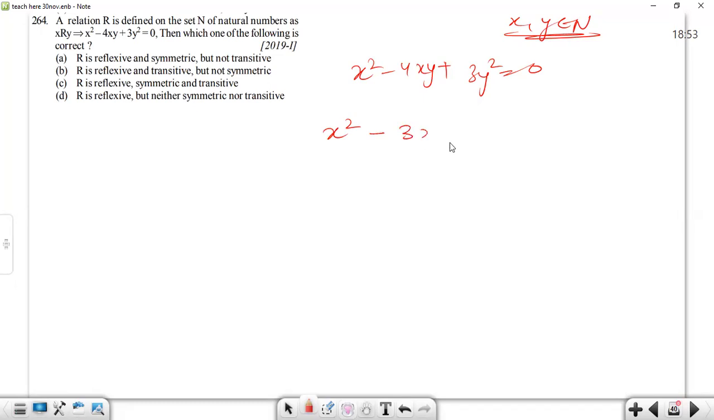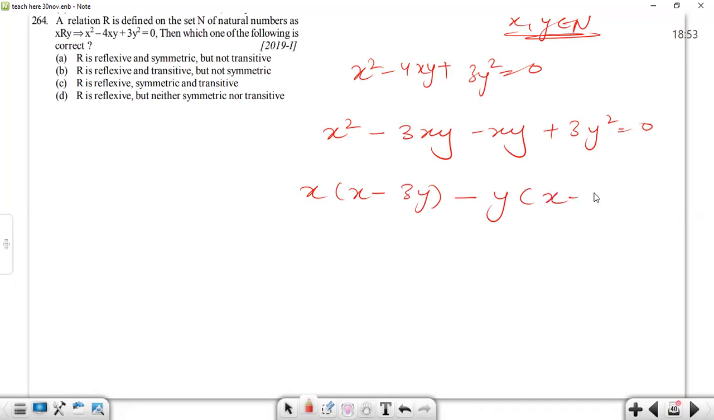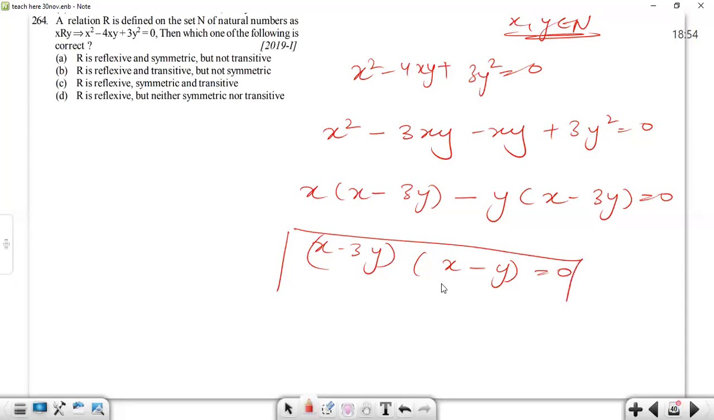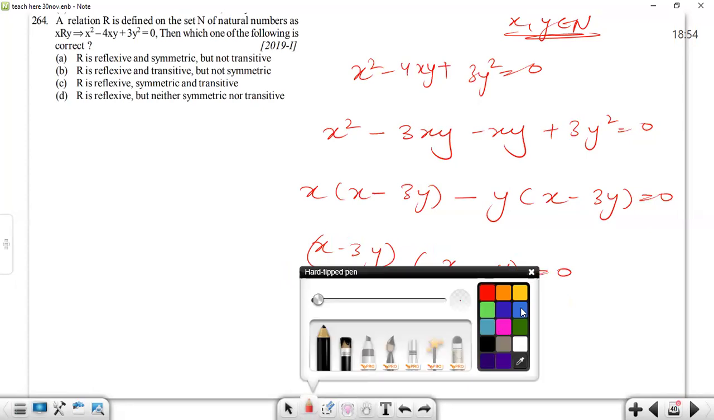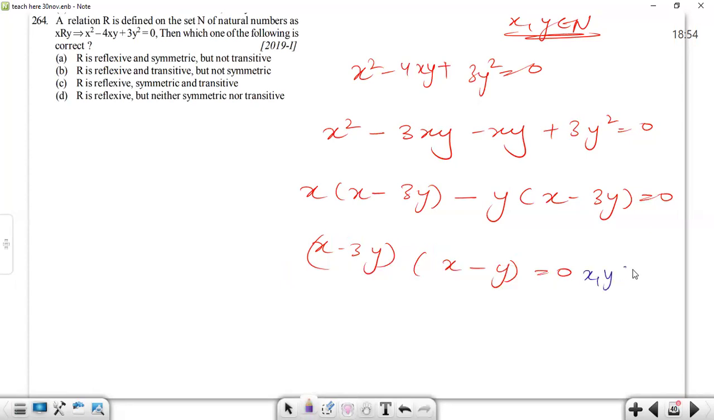So it is very easy. Taking x common, x minus 3y. Taking y common, x minus 3y. Taking x minus 3y common, now (x minus 3y) into (x minus y) is equal to 0. So this is the relation statement. And only one thing we have to take care of is that x and y belong to natural numbers. This is the relation.